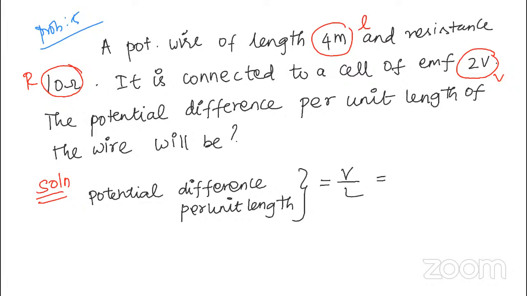Yes, very good. It is V by L. Simply we are divided. Okay. So 2 divided by 4, which is equal to 1 by 2. That is 0.5 volt by meter. Okay. So this is the correct answer. So next formula, another formula. Okay, up to this clear, we can go for the next. Okay, very good.